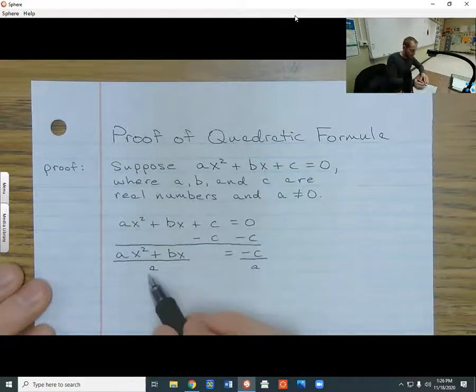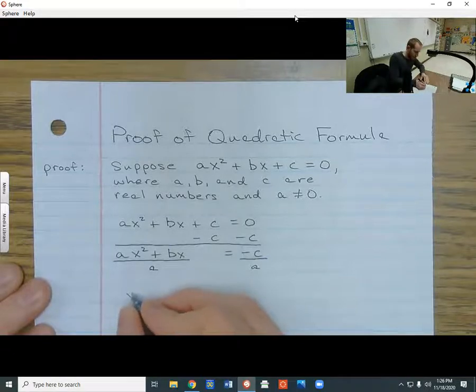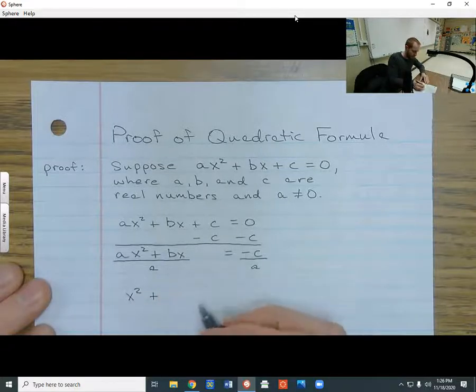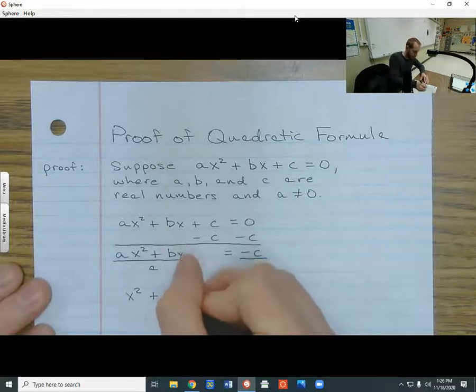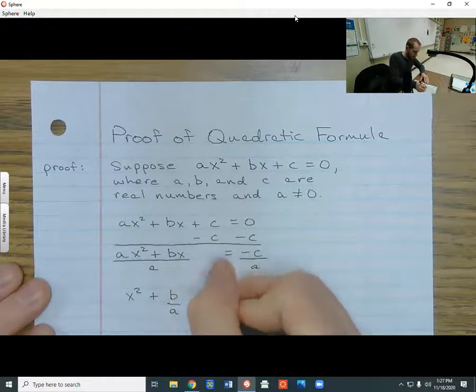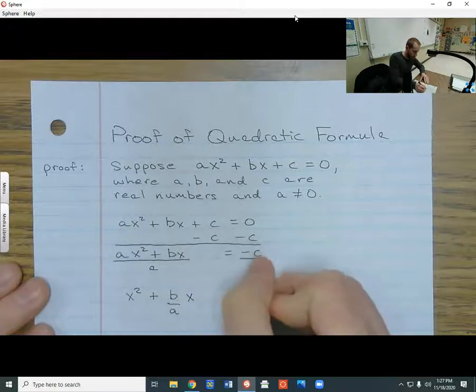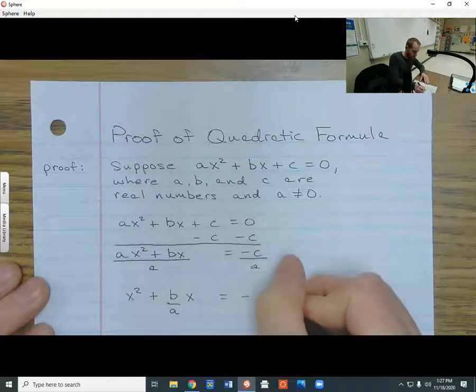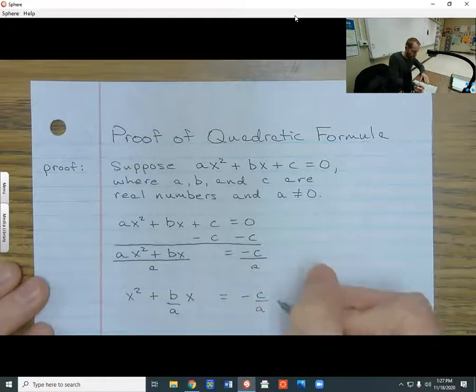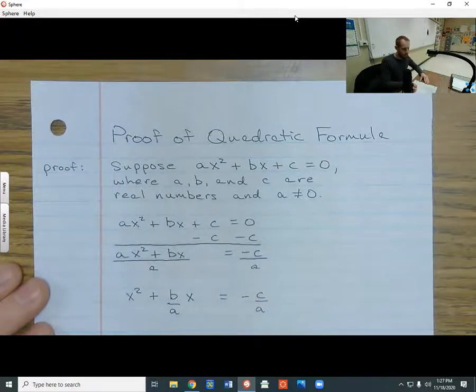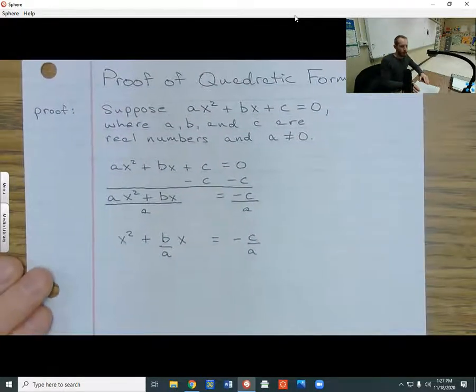Well, here, these two a's are going to cancel out, right? So I'm only left with x squared plus, bring down my plus sign, and over here I have b divided by a, times x, equals negative c over a. Okay? So now I'm at the point where I'm ready to start doing what's called completing the square.